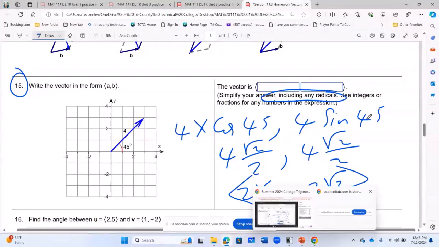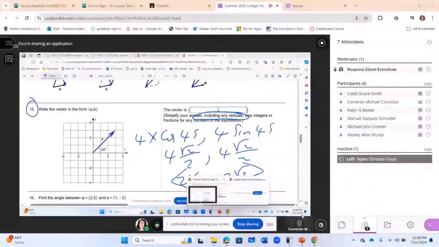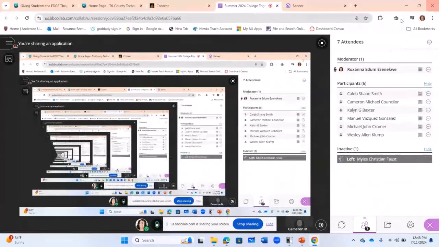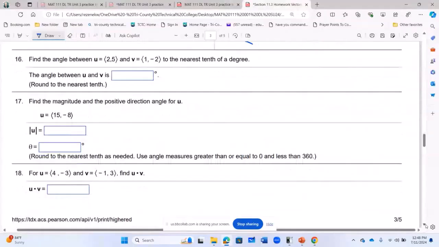I'm not sure that I'm recording this. Let me make sure that I'm recording it. Let me go back. Okay, I'm recording it. All right, so let's go back and do one more vector in coordinates.